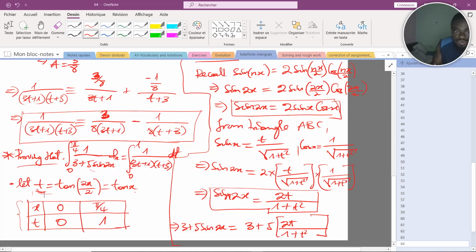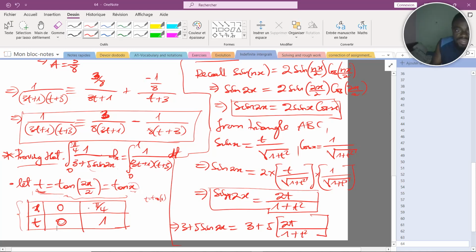So I will draw a table. On my table, I will have x on the top and t below, because I'm going from x to t. What are the boundaries of x? X takes as lower bound 0 and its upper bound is pi on 4. Now, I need to find t when x is equal to 0 and when x is equal to pi on 4. This is the expression that will help me find that. When x is equal to 0, I substitute 0 here. I'll have t equal to tan 0. Tan 0 is 0. That's the corresponding lower bound for t.